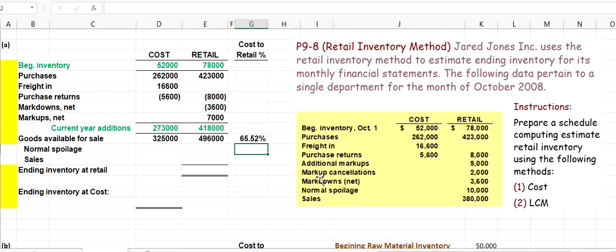Now during the month we also had a normal spoilage of $10,000. Normal spoilage means that inventory is no longer in a sellable shape, so it reduces the inventory level. If it reduces the inventory level, obviously it will reduce the retail value as well, because it had a retail value which cannot be recovered now, so it would be taken as a minus $10,000.